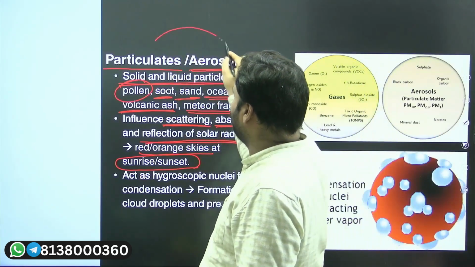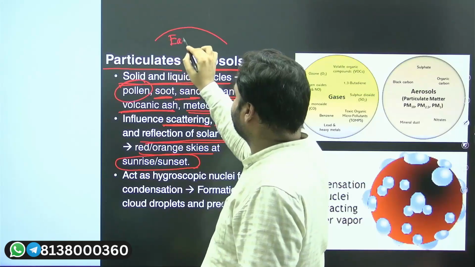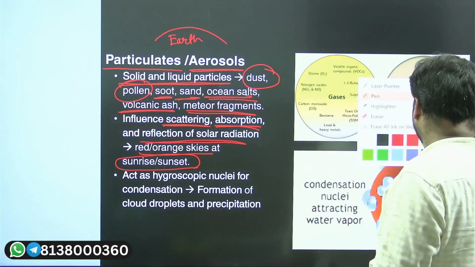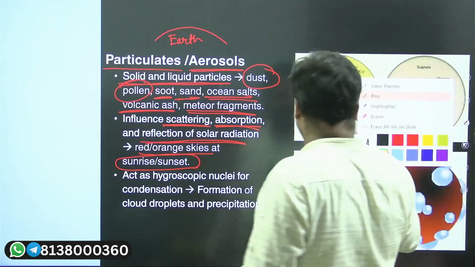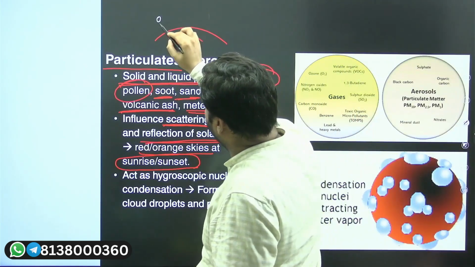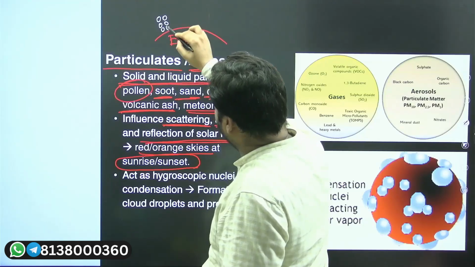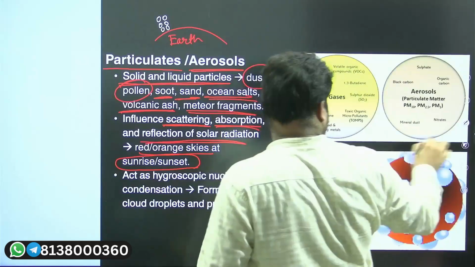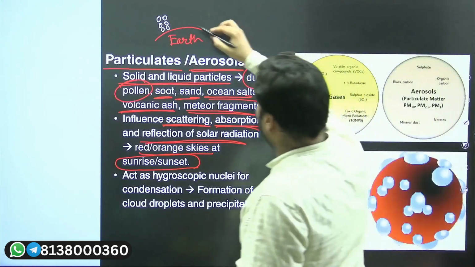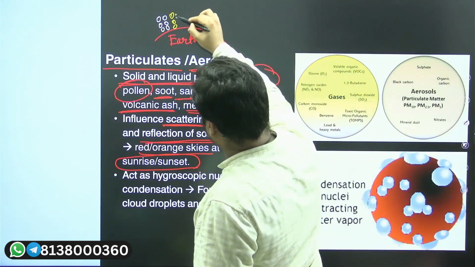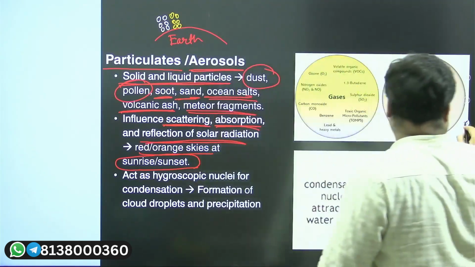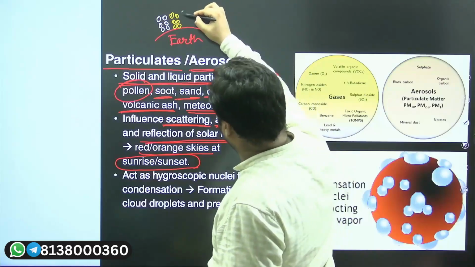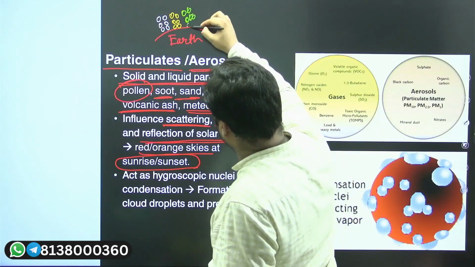Suppose we have an earth like this, and we have air, and in air we have gases. Apart from the gases, we have what? We have water vapor. Apart from the water vapor, we have what? These particles or these aerosols.